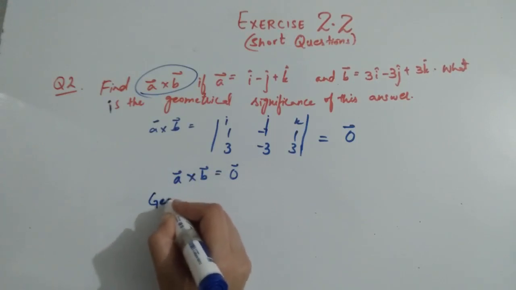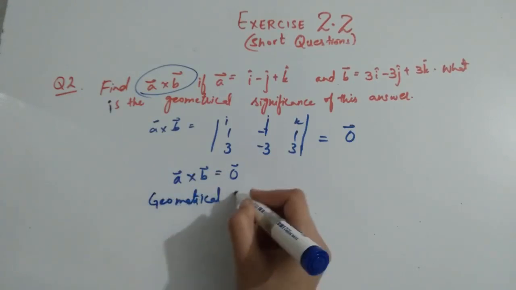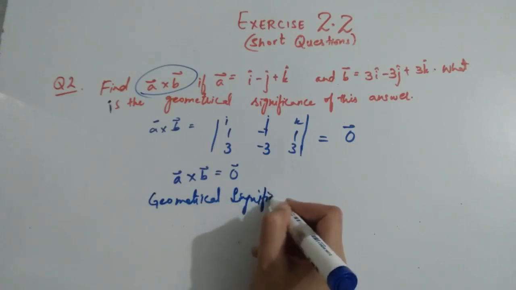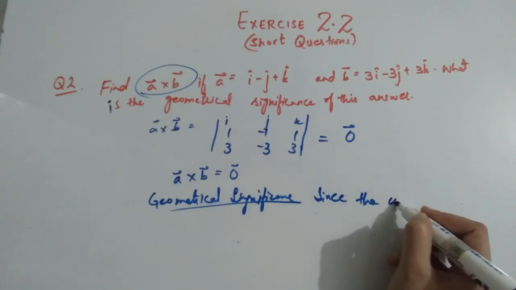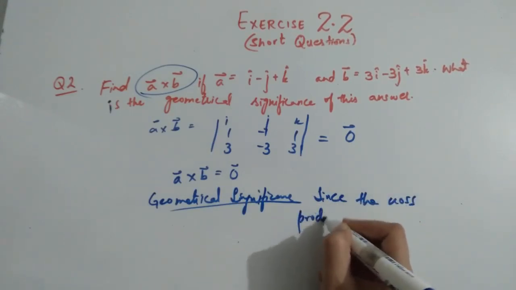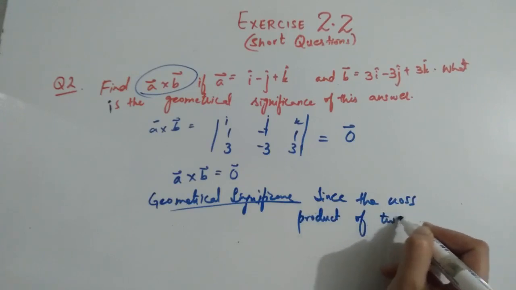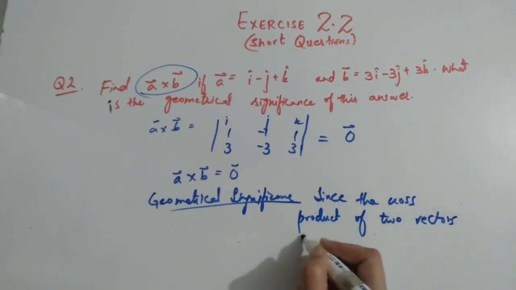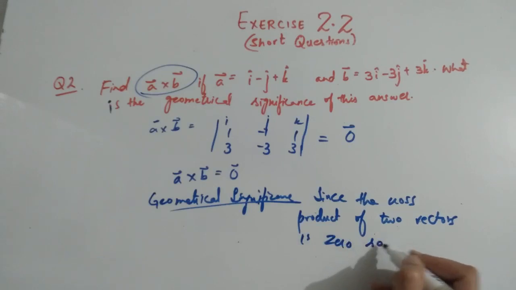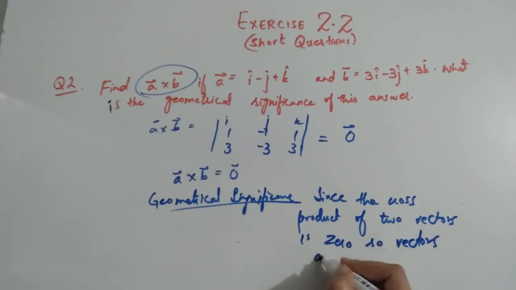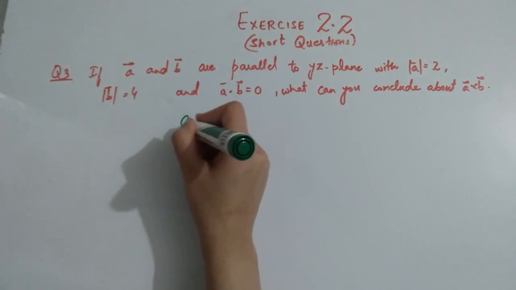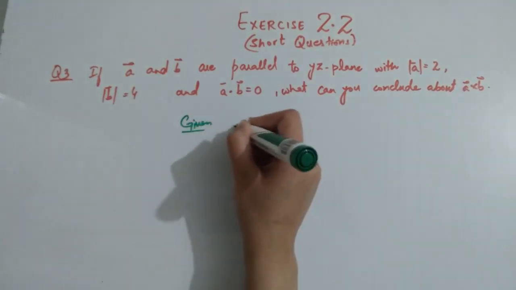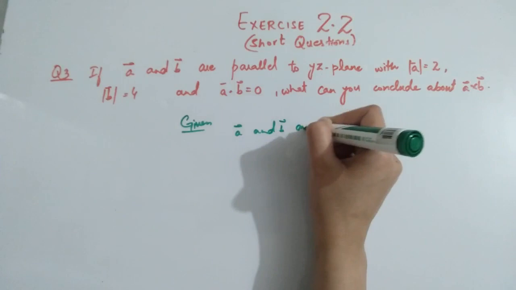Geometrical significance is the heading you are giving. Under geometrical significance you write: since the cross product of two vectors is 0, so vectors are parallel. This is the answer.